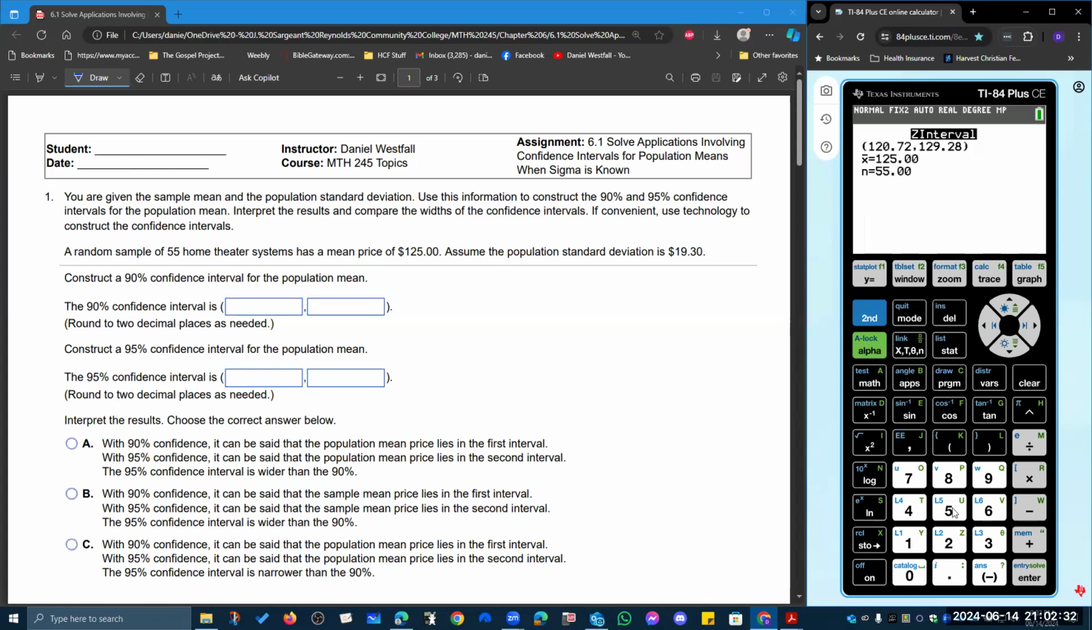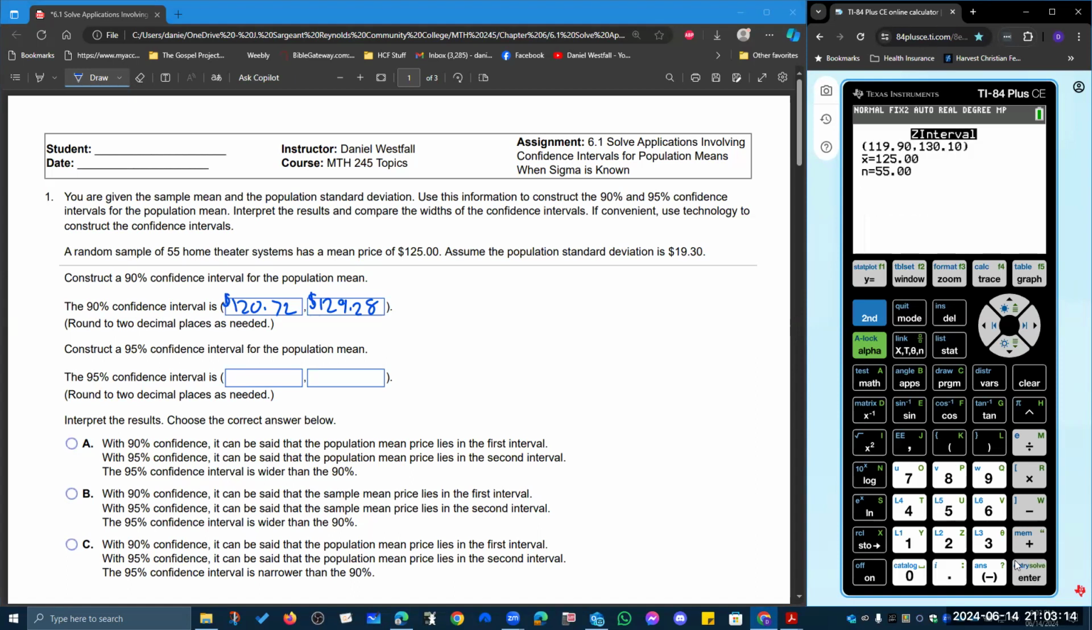All right, so 120.72 and 129.28. Again, I rounded to 2 decimal places on purpose because this is dollars and cents. We're not going to put the dollar sign here, I don't think, but just know that this is money. So we're going to 2 decimal places. Now we're going to change that to 95%. Everything else stays the same other than this right here.